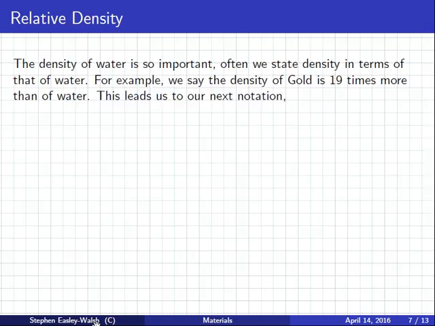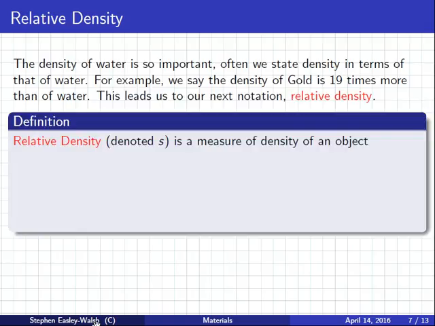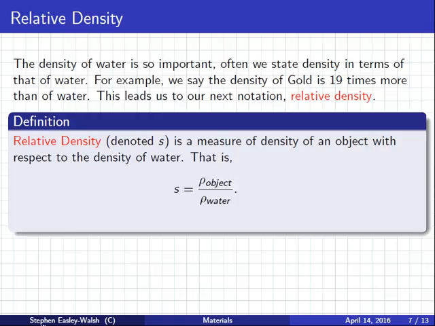So this gives us our next idea, which is called relative density. It's the density compared to water. So the relative density is the density with respect to water. That is, relative density S is the density of the object divided by the density of the water. It's a proportion. Like the refractive index. Yes, the refractive index is the speed of light in... Yeah, exactly, it's a relative thing.